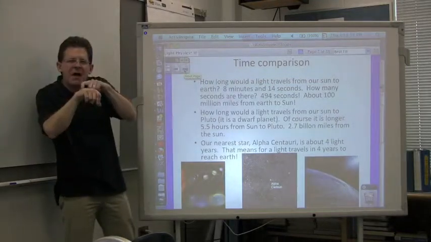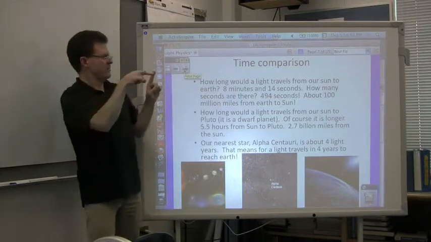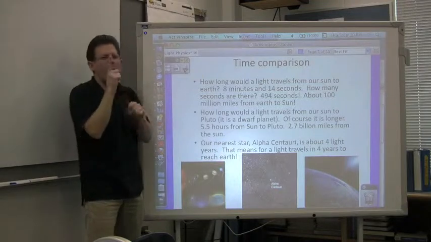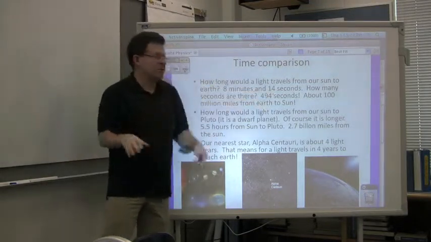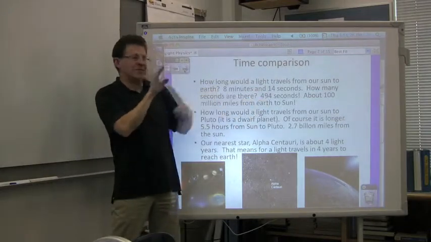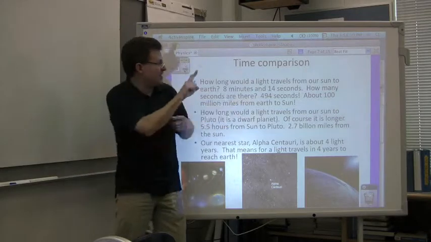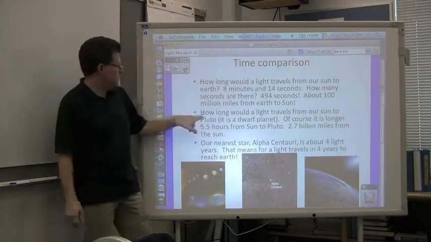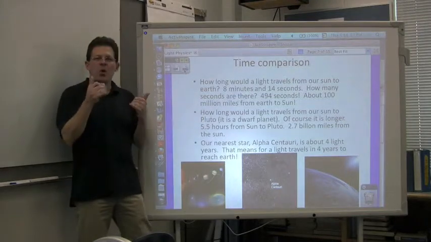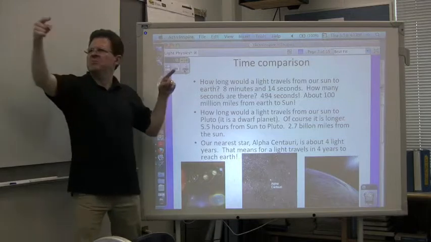Now when we're talking about time comparison for light to travel from the sun to the Earth, do you know how long it takes? It takes 8 minutes and 14 seconds. So altogether, 494 seconds. Is that slow? If you can understand that it's 100 million miles from the Earth to the sun, pretty fast.